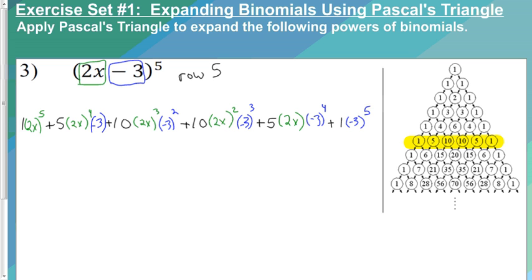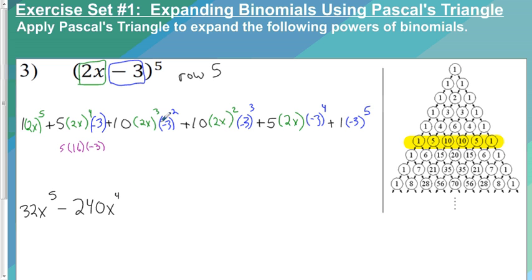Now comes the order of operations to simplify. 2x to the 5th power, well, 2 to the 5th is 32. So I have 32x to the 5th. Now order of operations tells me I'm going to have 5, 2 to the 4th is 16, and then negative 3. So I have 5 times 16, which is going to be 80, times negative 3, which is negative 240. So since it's negative, it becomes minus 240x to the 4th.